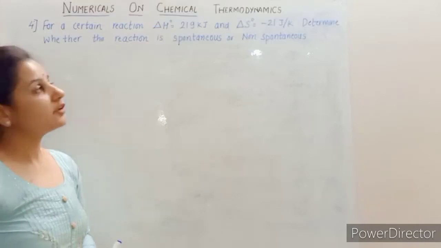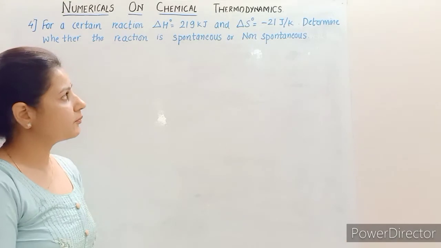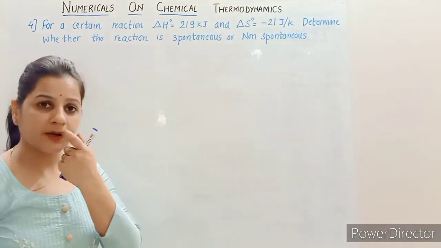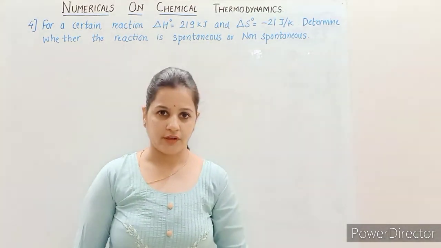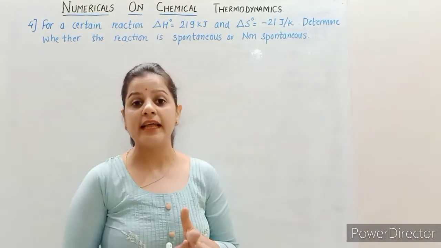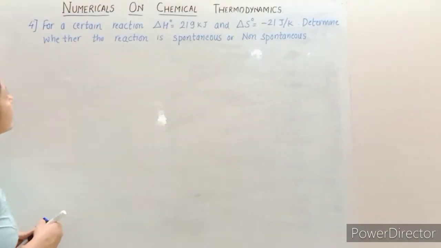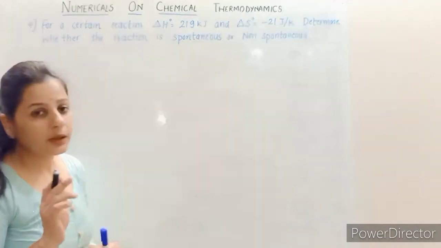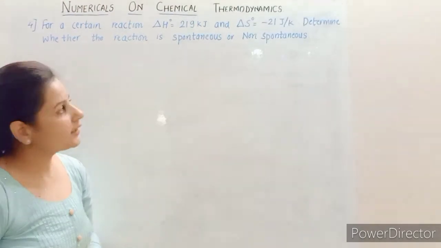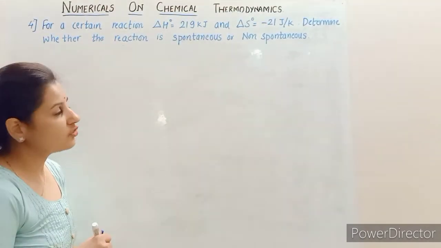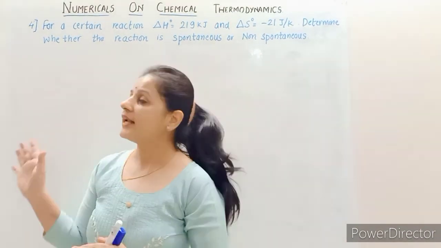For a certain reaction, delta H standard is 219 kilojoules and delta S, the standard entropy, is minus 21 joule per Kelvin. Determine whether the reaction is spontaneous or non-spontaneous. This is a very simple question. It doesn't need any calculations. It only needs what you have studied. Here, the standard enthalpy for a particular reaction is given, that is 219 kilojoules, and the entropy change is given, minus 21 joule per Kelvin.